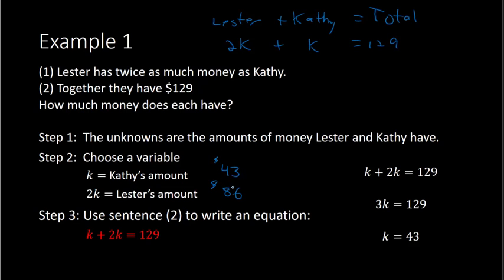So we have solved, and we can double check by plugging these numbers back in. So if we plug a 43 in for K, then 2K is 86. If I add those together, I should get 129. And that's what I do get, so therefore we have the correct solution.